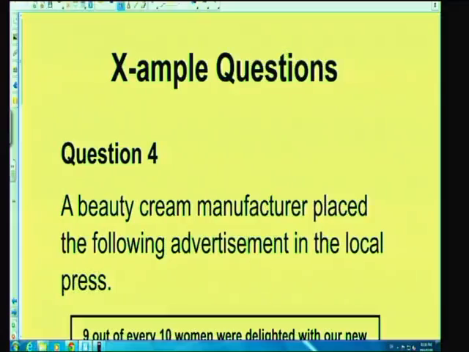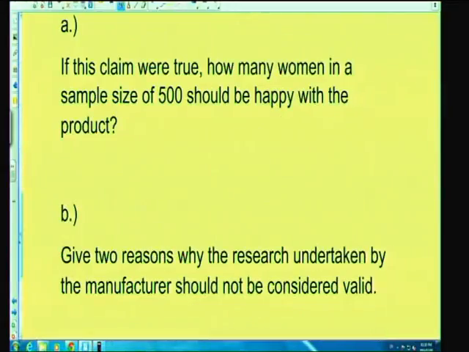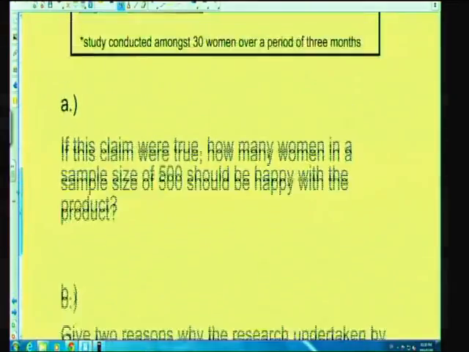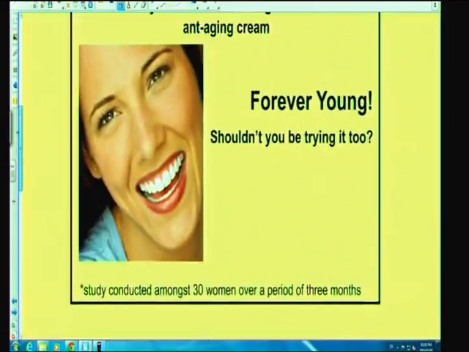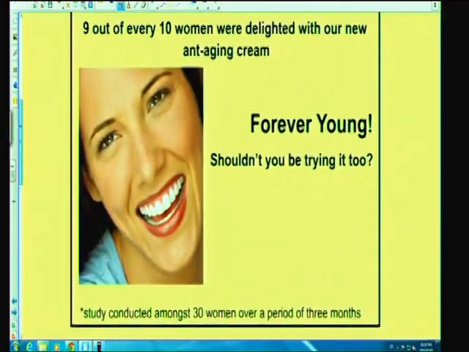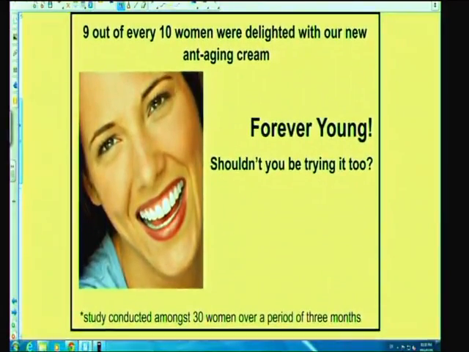The next question says, a beauty cream manufacturer placed the following advertisement in the local press. And I love these ads. I always enjoy having a good giggle at them, and I shouldn't actually knock any of them here, but I want you to be very critical when you read ads, because in actual fact they are designed to make you buy the thing. And of course with statistics you can be pretty vague about a lot of things, as you'll see.